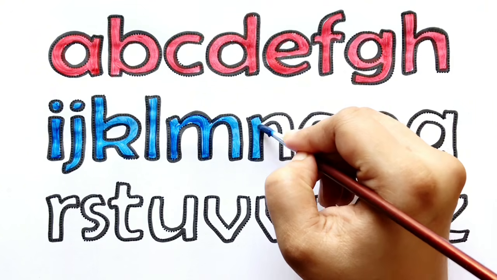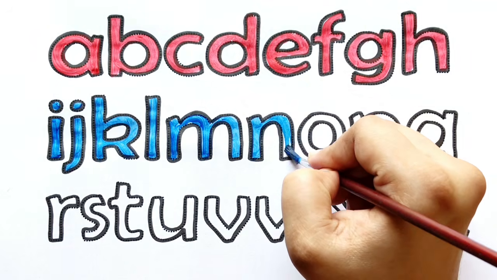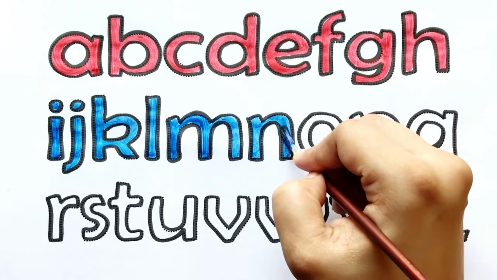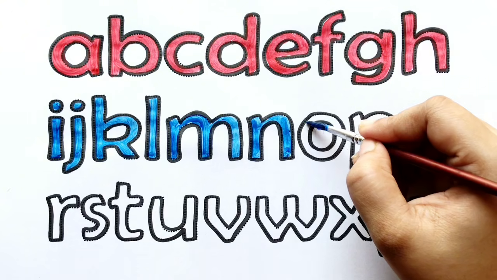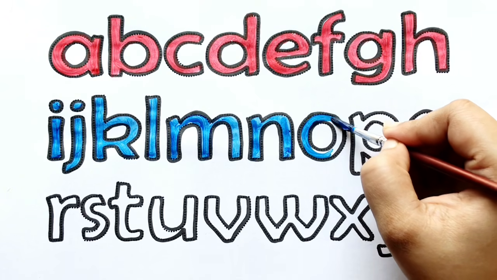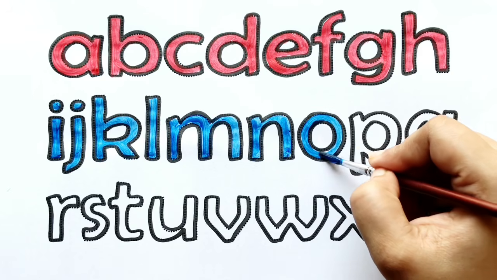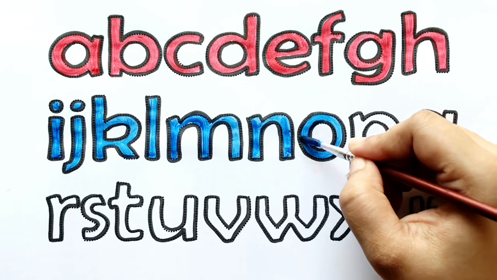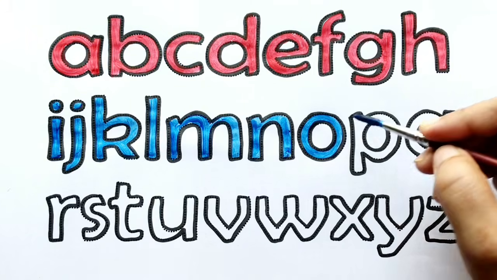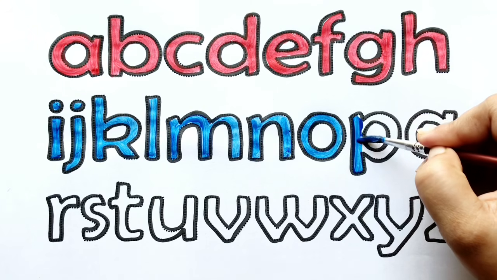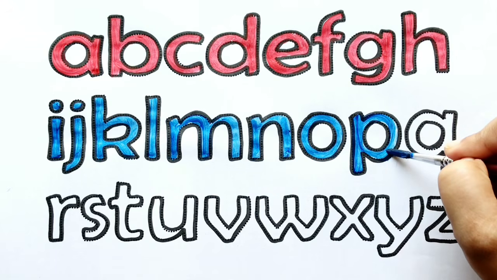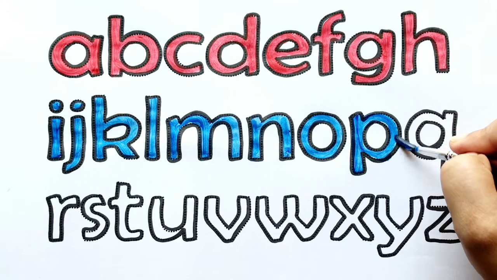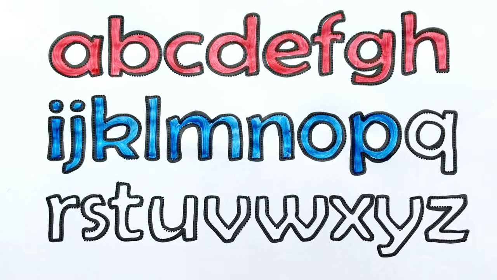N for nest. O for orange. P for pig. Q for quill.